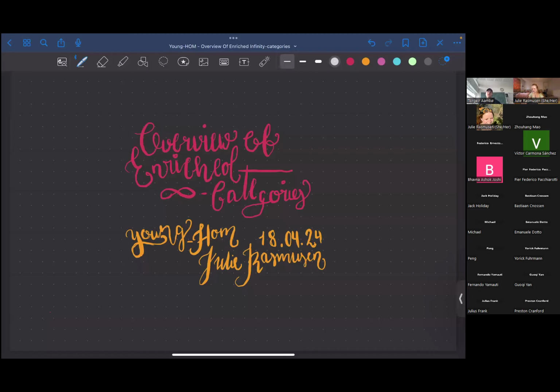Today we have our very own Julie Rasmusen, co-organizer of this seminar, talking to us about an overview of the theory of enriched infinity categories. Thank you very much.